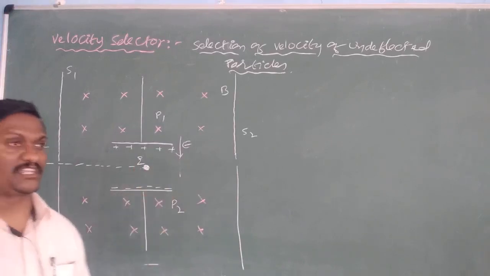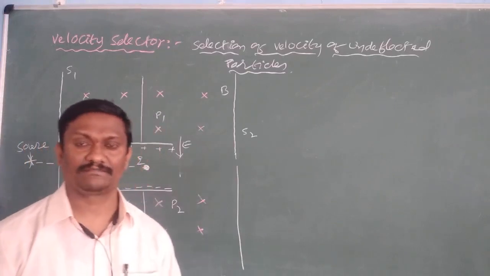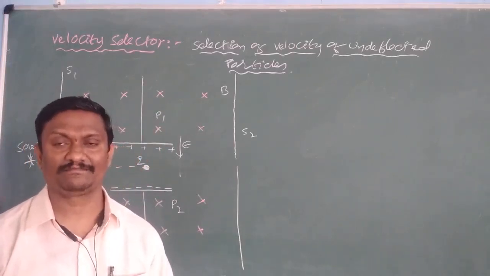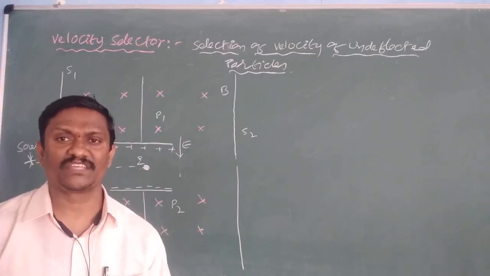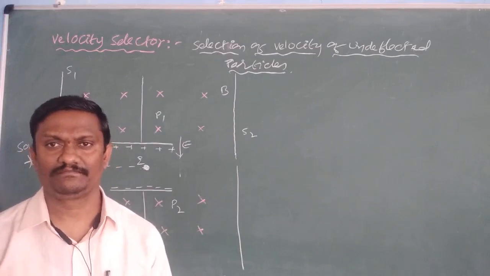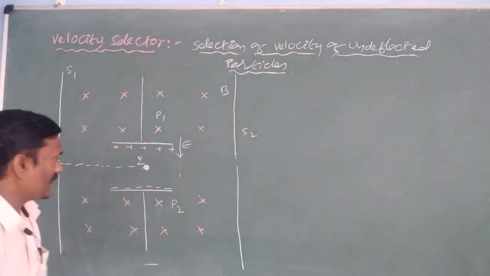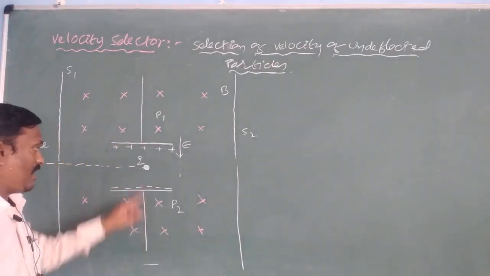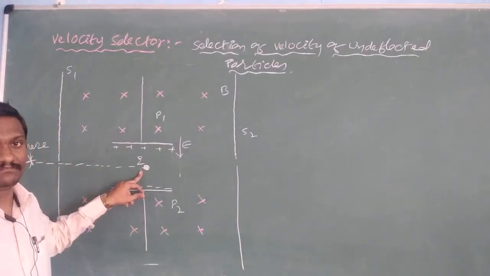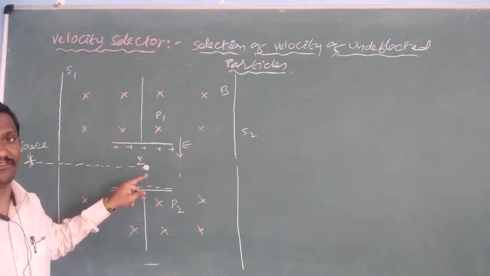Different particles experience different magnitudes of forces, because different particles have different magnitudes of charges. As the magnitude of charge changes, the electrical force and magnetic force also change. On some particles, two forces are acting on every charge: the electrical force and, at the same time, the magnetic force.